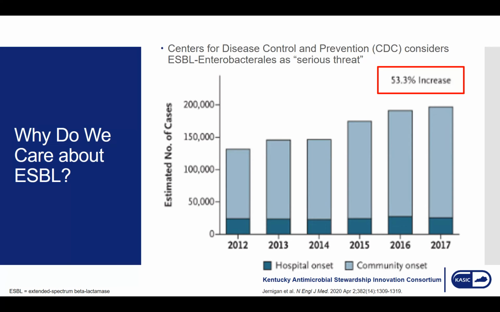Another thing that's very serious about this is we have an alarming increase in cases of ESBL. As you can see in the figure, just between 2012 and 2017, we had about a 50% increase in the number of cases of infection caused by an ESBL. And what is even more alarming is that most of those cases happen with community onset. So the ESBL no longer stays contained in the hospital. A lot of these patients are affected just by being in the community.